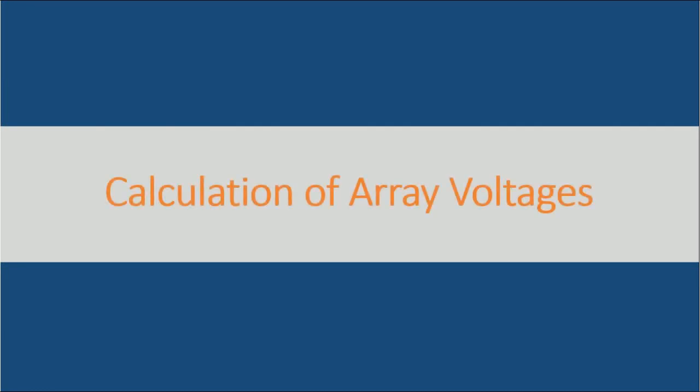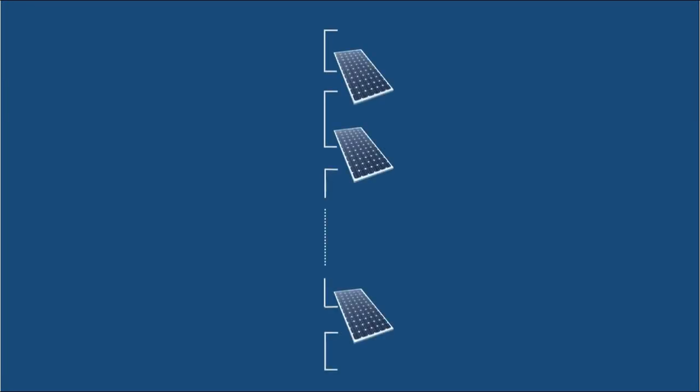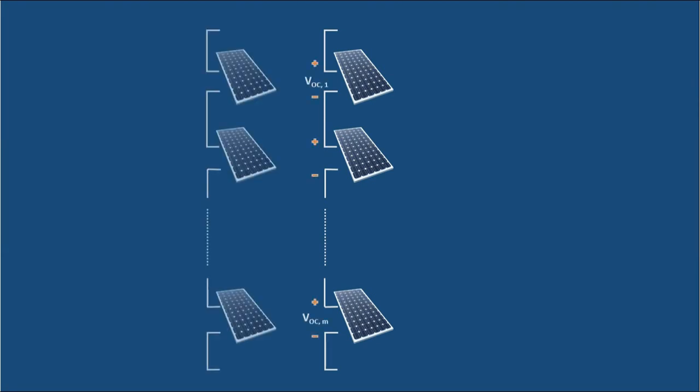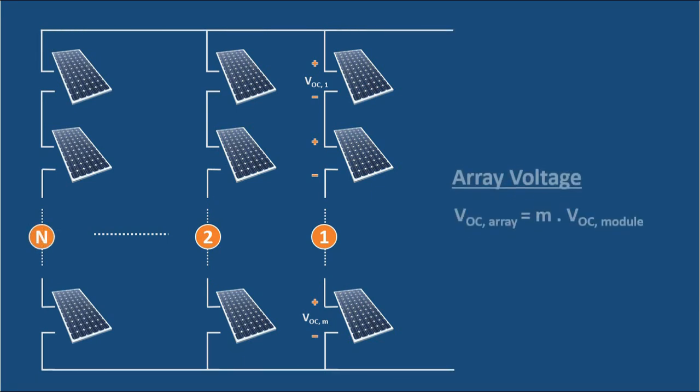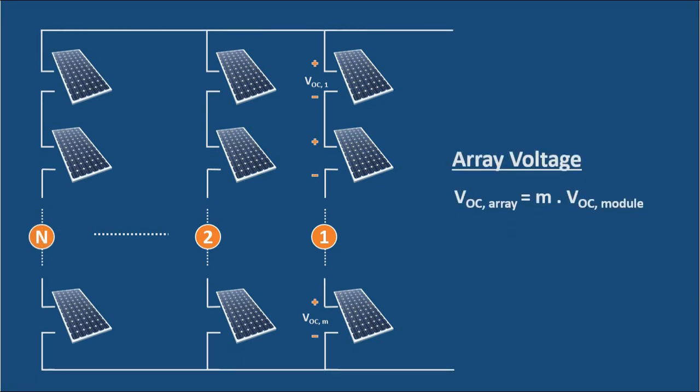Calculation of array voltages. We define the array as a combination of series and parallel connected modules. The array voltage is the number of series connected modules multiplied by the open circuit voltage of one module. This is how to get the array voltage.